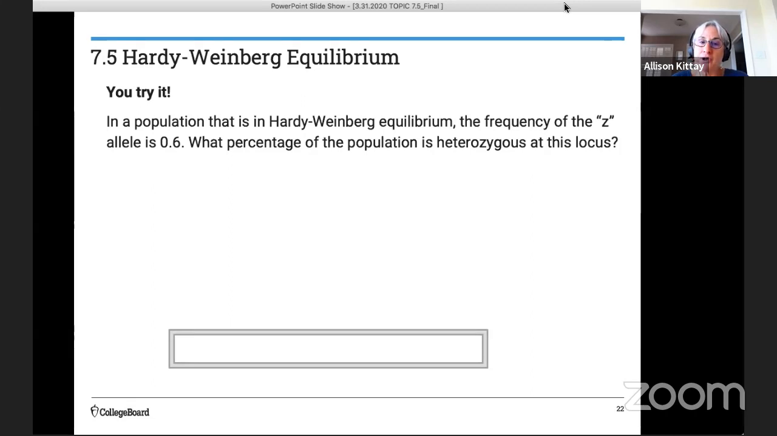So first of all, you're solving for the heterozygous genotype. You're given that one allele is 0.6. And this is a percentage problem. So whatever your final answer is in decimal form, you need to convert to percentage by multiplying by 100. Okay, so take a minute and solve this problem. Don't worry, I'll go over the answer with you.